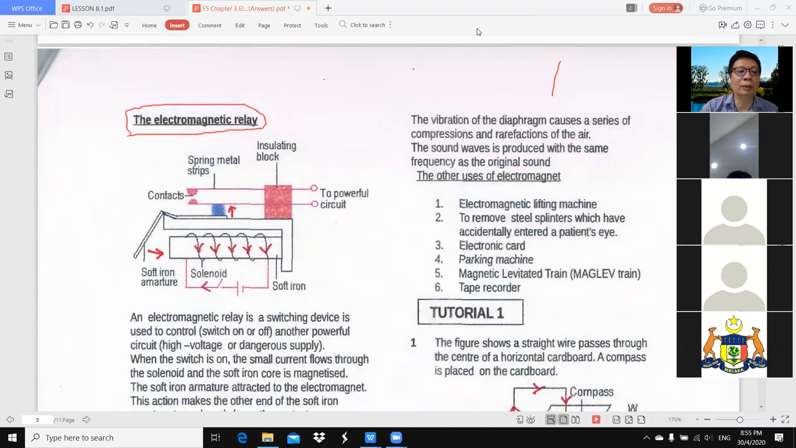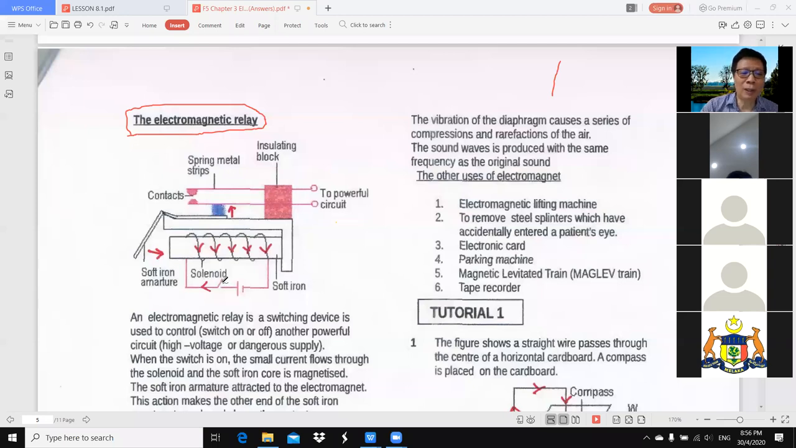How does this thing work? Okay, now you see here. This is a powerful power supply. This is a high current. This voltage is very high, high voltage. So this switch here, we don't turn on. If we turn on here, very dangerous, no? Because this is a high power circuit. So instead of using our hand to turn on this high power switch, we use a small current circuit. Now you see, this is the small current circuit here.